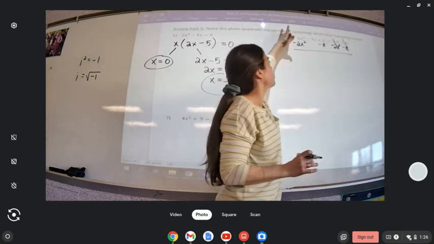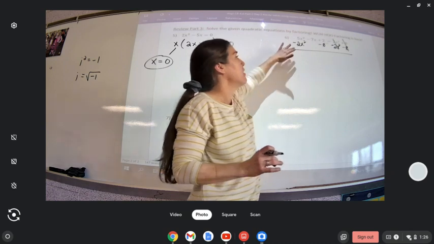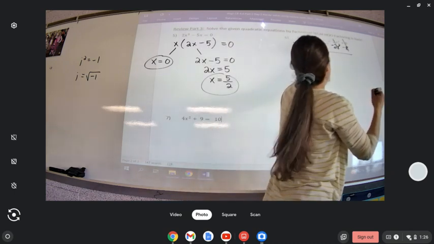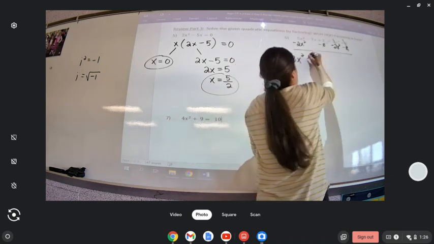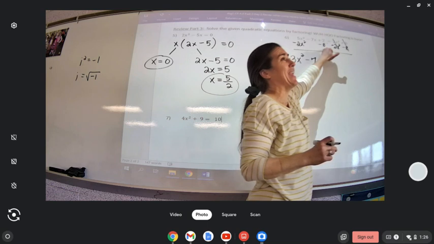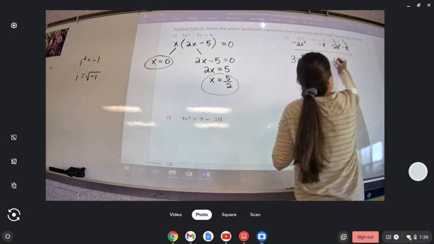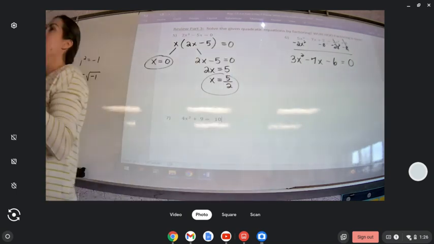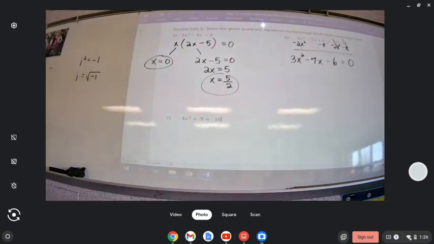All right, so now how many x squareds am I left with? 3. I have 3x squared. It looks like negative 7x are the only x's that I have, so he'll stay the same. And then what's positive 2 if I took away 8? Negative 6, and then it equals nothing, which is 0. So we've got everything on one side set equal to 0 in the correct order.